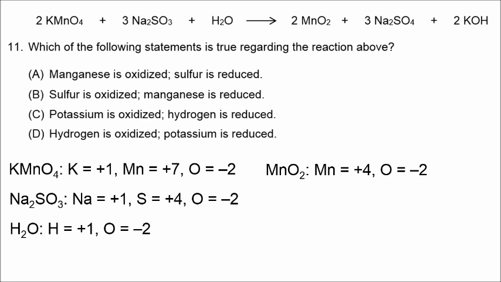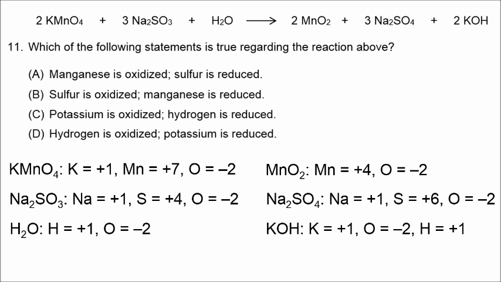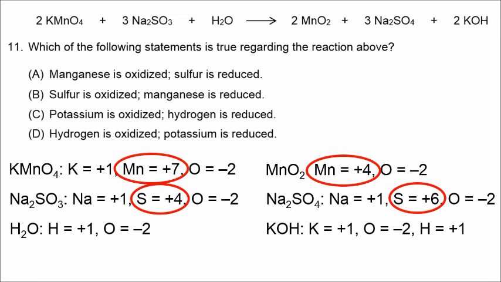So the manganese is changing. Sodium sulfate, we have a different oxidation state for sulfur because now we have an extra oxygen in that formula. So sulfur was +4, now it's +6. And potassium hydroxide, everything is the same. +1 for potassium and -2 for oxygen and so forth. So what's changing? Manganese is going down from 7 to 4, and sulfur is going up from 4 to 6. So sulfur is being oxidized, manganese is reduced.